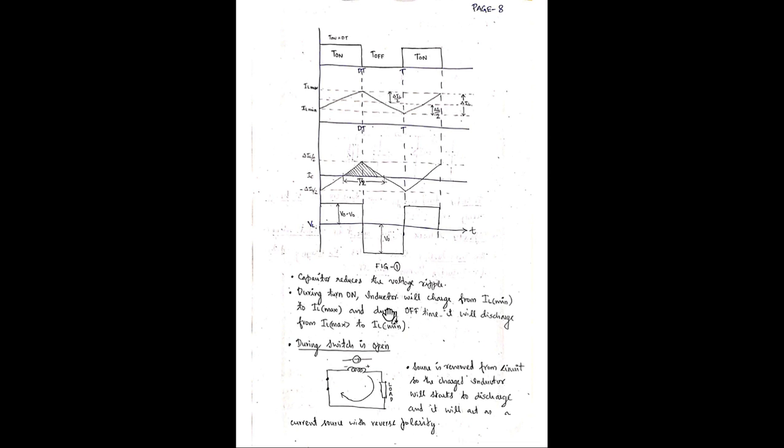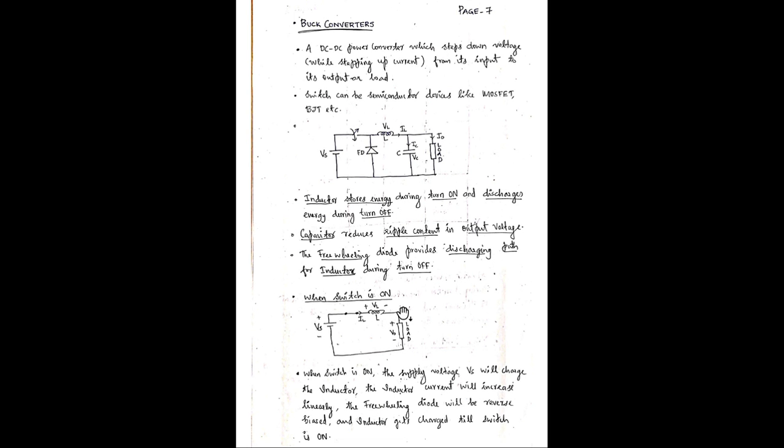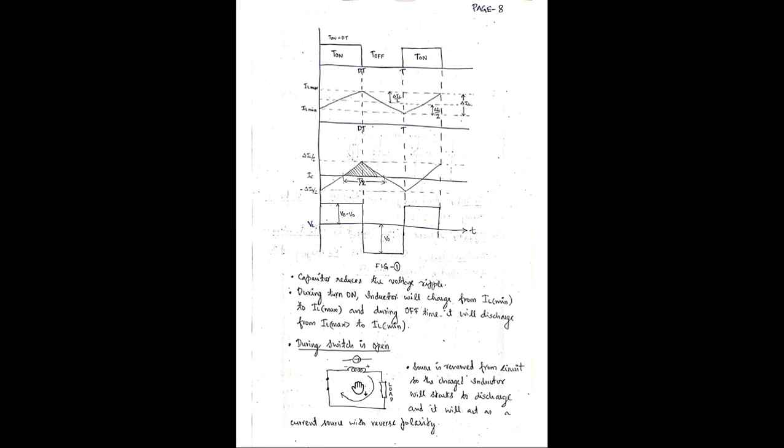So during turn on time, the inductor will charge from IL minimum to IL maximum, and during turn off time, that is dt to t, it will be discharging from IL max to IL min. Then again it will be charging, again it will be discharging during turn on and turn off. Now we have seen when the switch is on, and when the switch is open, what will happen here? Switch open means this part is disconnected, this source is disconnected, and the inductor, which was charged, will reverse the polarity and discharge through this load, and this freewheeling diode will be forward biased and become short circuit. That is what is shown here.